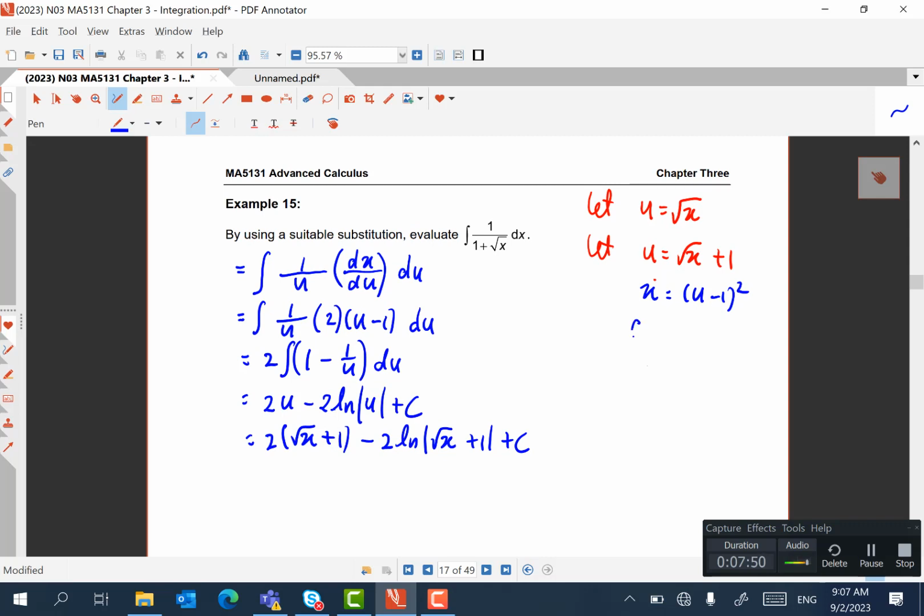I differentiate this one as dx du. I've made x the subject first. I find it easier to make x the subject first and then differentiate it.